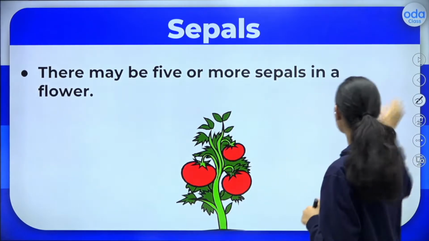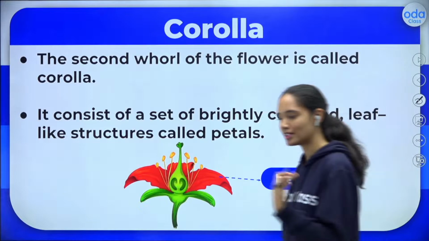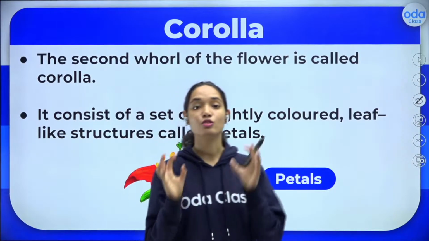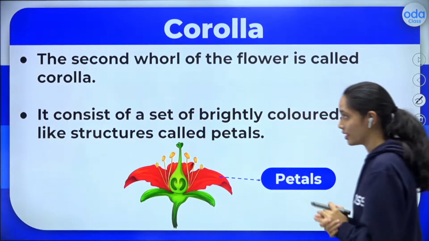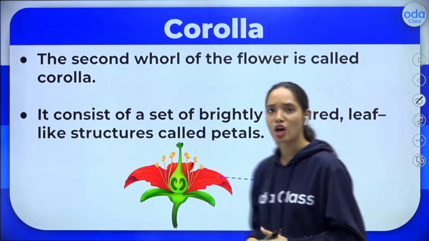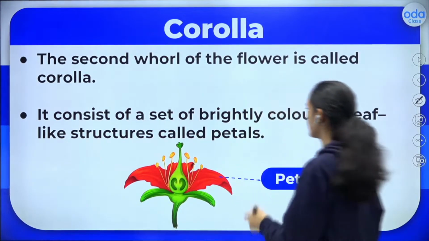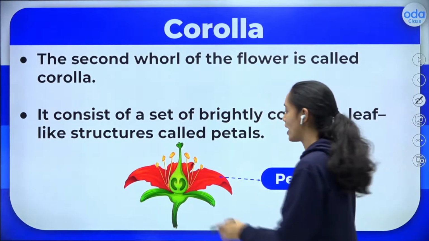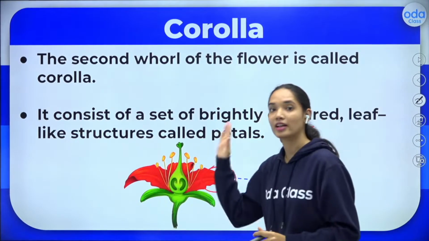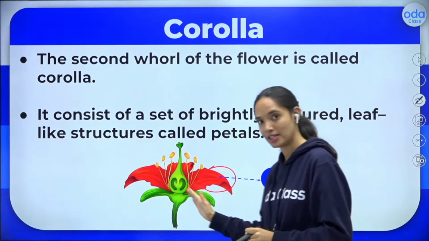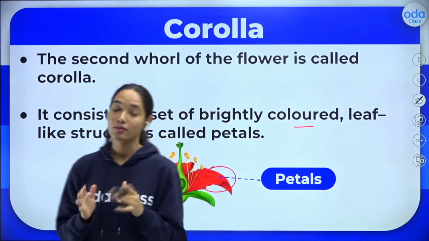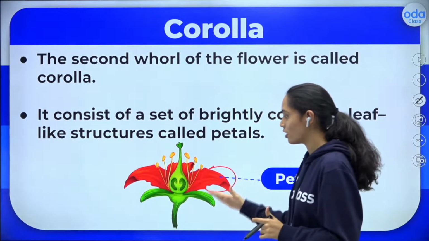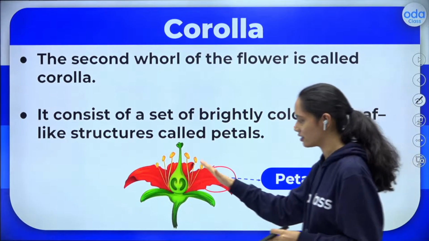Moving ahead, now let's learn about the second word. The second word is corolla. My dear students, this corolla consists of a set of brightly colored leaf-like structures, known as petals. Brightly colored leaf-like structures are petals, whereas green leaf-like structures are known as sepals. So in the corolla, you will find brightly colored structures, that is, petals.